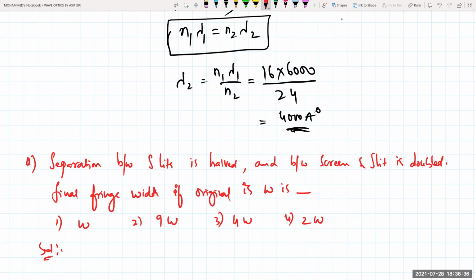Sir, we can use the fringe width formula, right, sir? Capital D and small d is half. So this will go up by 4 times, sir, because it is halved. This small d will become d by 2. If 2 goes up, we'll get 4. So 4 times will increase, sir.